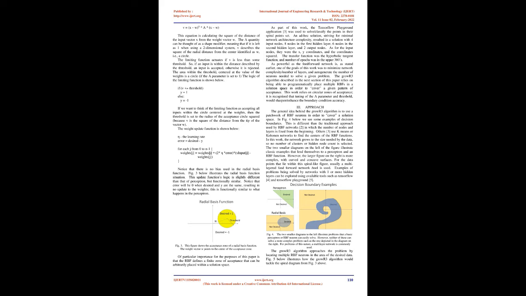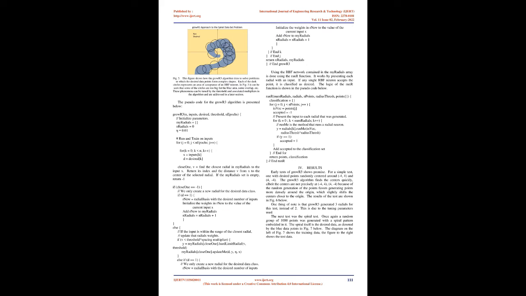The 2 smaller diagrams on the left of the figure illustrate classic examples that lend themselves to a perceptron and an RBF function. However, the larger figure on the right is more complex, with curved and concave surfaces. For the data points that lie within this spiral-like figure, usually a multi-layered feed-forward network/tool is used. Examples of problems being solved by networks with 1 or more hidden layers can be explored using available tools such as TensorFlow 4 and TensorFlow Playground 5.